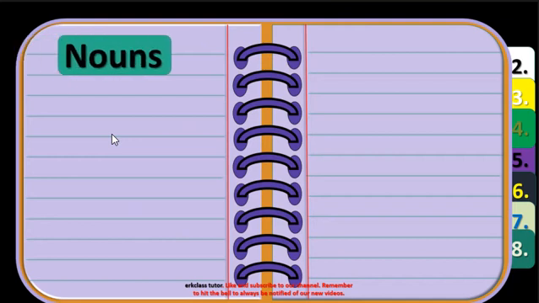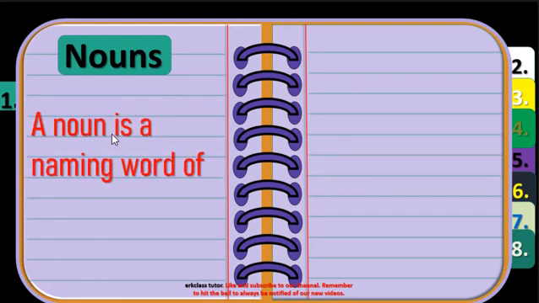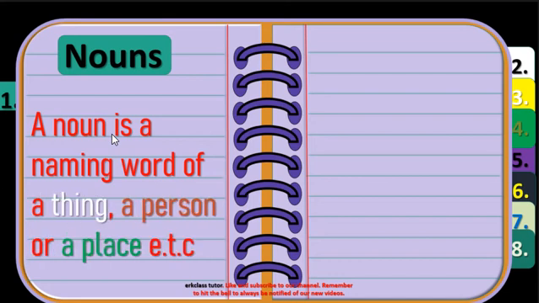The first question we should ask ourselves is, what is a noun? A noun is a naming word of a thing, a person, or a place.